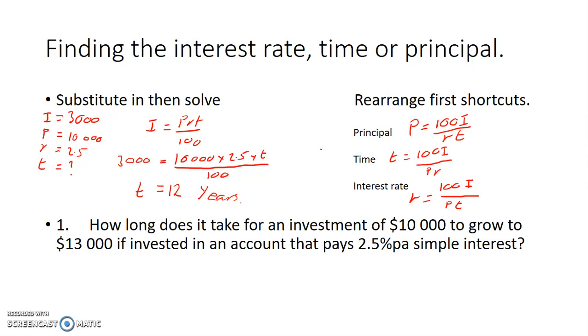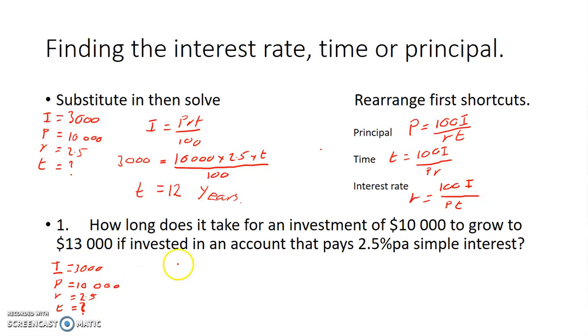So instead of using solve on the calculator, which is perfectly fine to do, we have got shortcuts that we can use first. These shortcuts are now written on the right, and we're going to do a similar thing down here for the same problem. So I'm just going to write out the exact same stuff I had before because this hasn't changed. Interest is still 3,000, principal is still 10,000, rate is still 2.5, and T is what I don't know. So I'm going to call that a question mark.